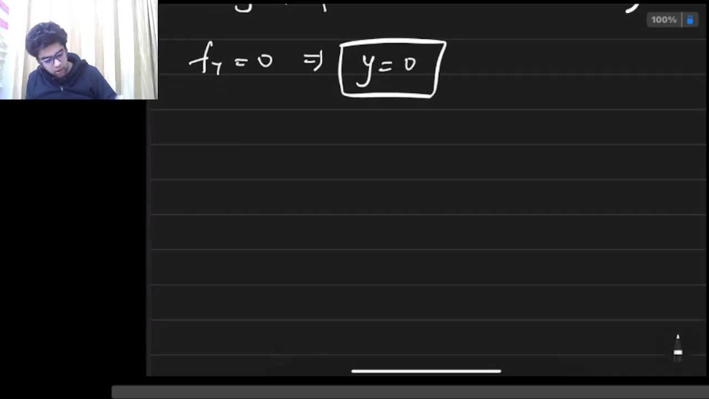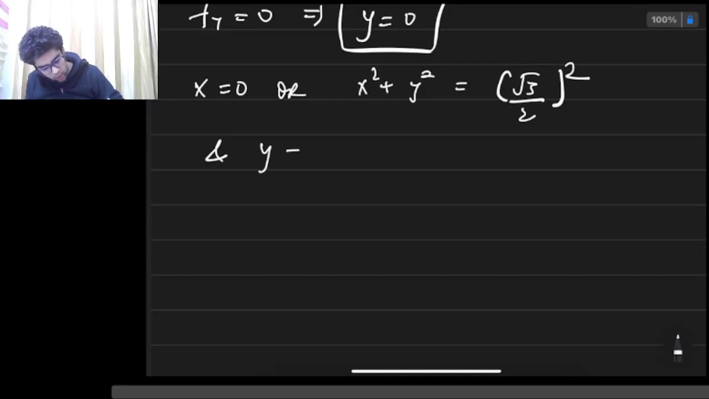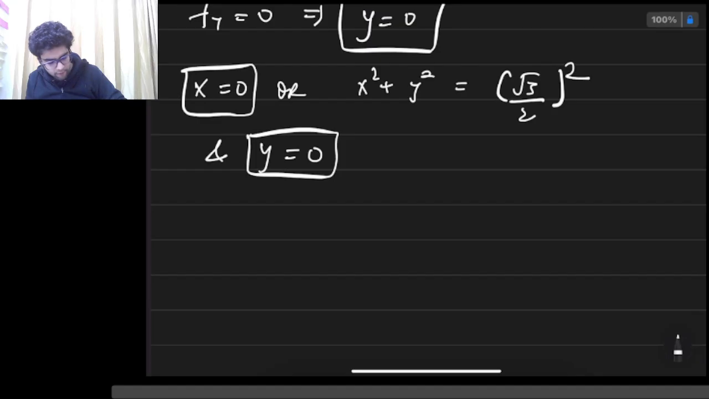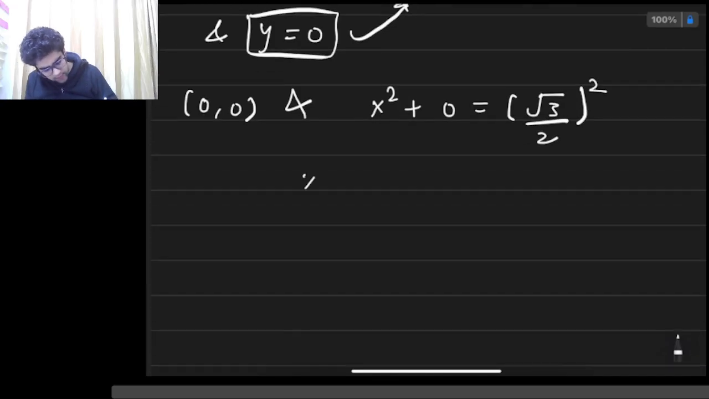Now I have 3 conditions, basically x is equal to 0, or x square plus y square is equal to root 3 by 2 whole square, and y equal to 0. So I can have one point as 0 comma 0, and I can have points by putting y equals to 0 here. I can have x square plus 0, if I just put 0 in place of y, this gives me root 3 by 2 whole square, which means that x is equal to plus minus root 3 by 2.